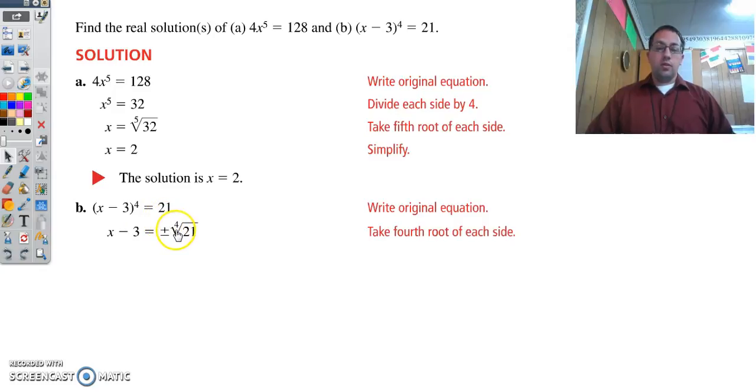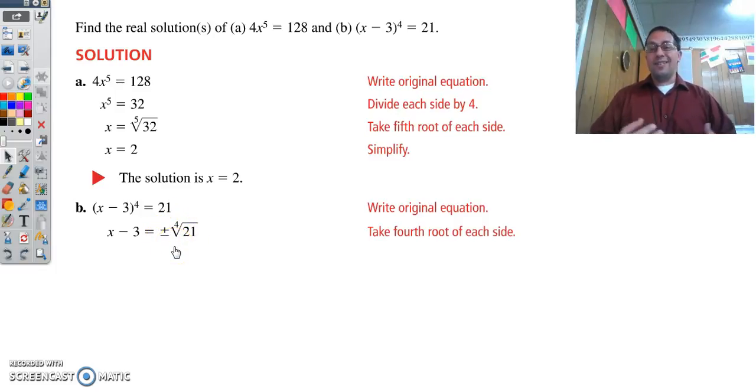Now remember, since this index, our 4, is an even number, we're going to have two solutions. Just like anything you take the square root of always has two square roots, positive or negative, if we have the 4th root, we're going to have two 4th roots, positive and negative. We have two 6th roots, two 10th roots, positive and negative, right? And so we have plus and minus the 4th root of 21.